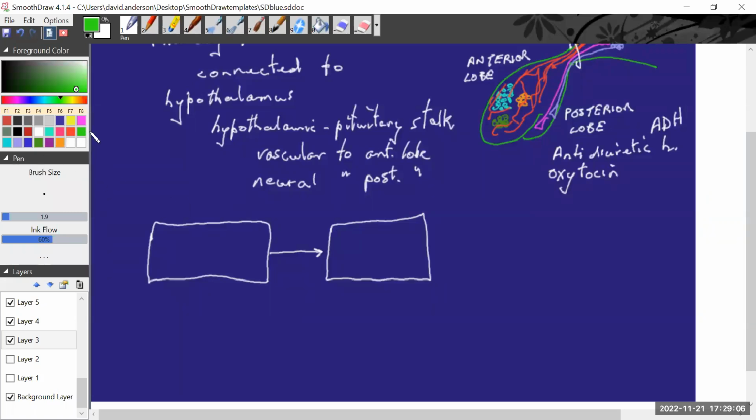So we've got 2 ways to look at this. Okay, so this is our hypothalamus. And it communicates with the posterior lobe through a nervous pathway. And it communicates with the anterior lobe through a vascular pathway.